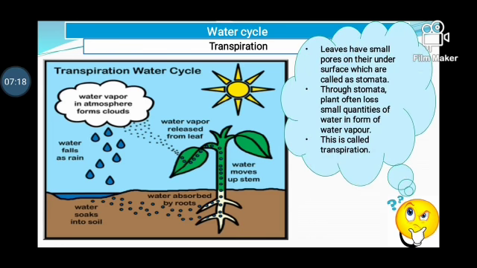Transpiration. Leaves have small pores on their undersurface which are called stomata. Through stomata, plants often lose small quantities of water in the form of water vapor. This is called transpiration.